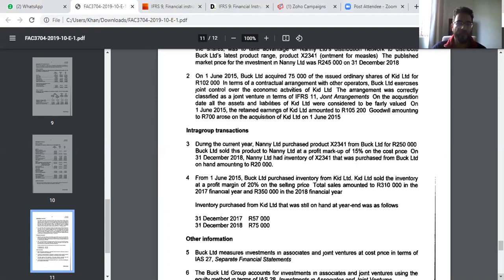Okay, let's go to number four. From 1 June 2015, Buck... Then can I ask, what would be the third journal then? We're going to deal with it here now in number four. Okay.